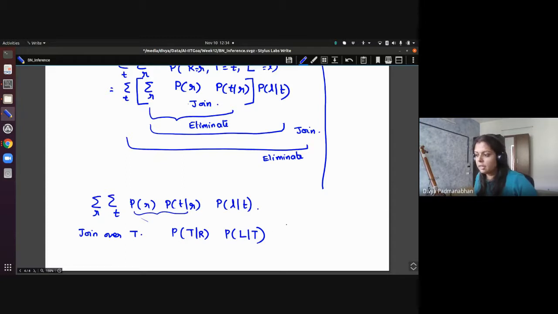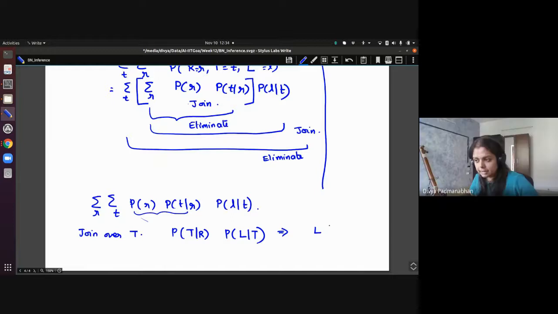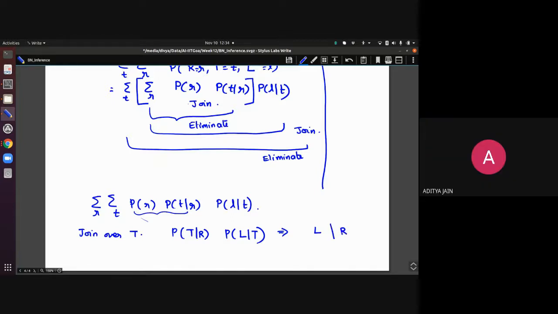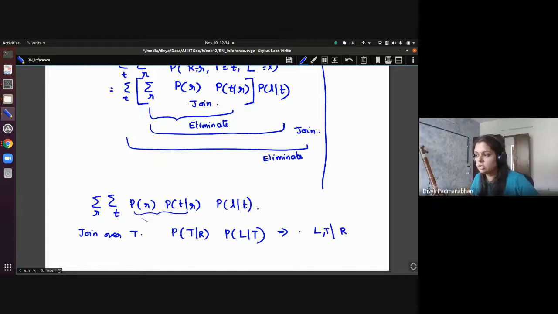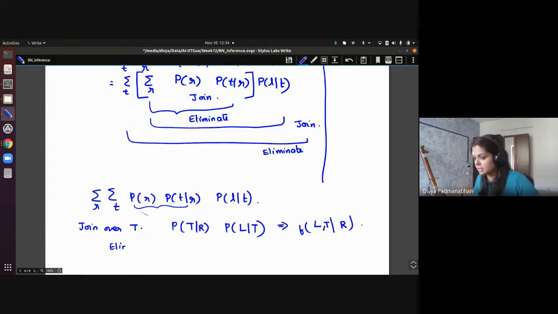You do this join, and what will it give you? What's the new factor? Just tell me the factor that you get if you do this. L given R. L, T given R, right? So this is the new factor that you get, right? And so what you want is an L. So maybe you can eliminate T here, right? Or you could also join with an R next.